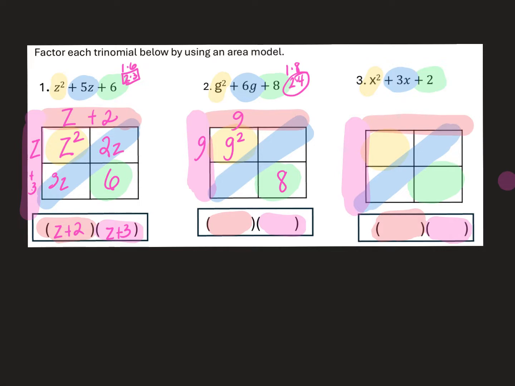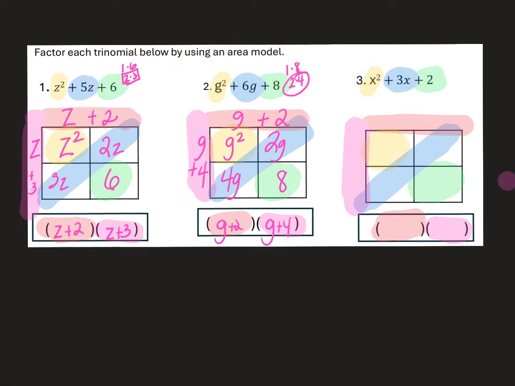And then I want to put positive 2 and positive 4, and then I'm going to multiply to confirm that that really does work. 2 times g, I'll put 2g here. G times 4, I'll put 4g here. So 2g plus 4g is 6g. Yes. So then that means that my product is g plus 2 times g plus 4. On to the next one.